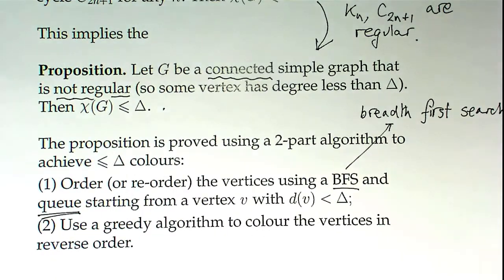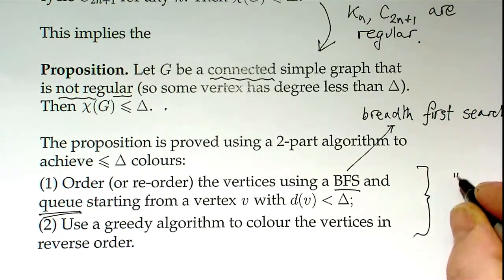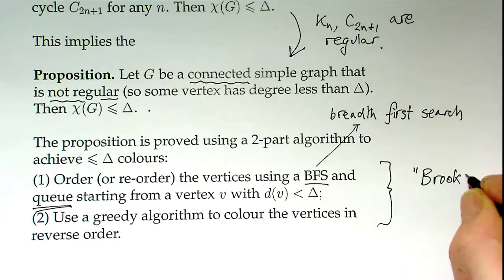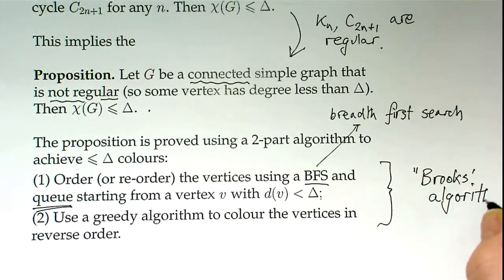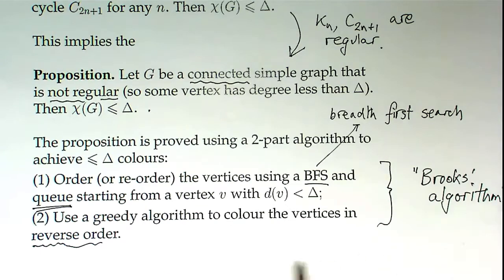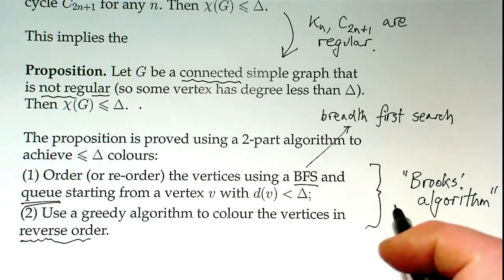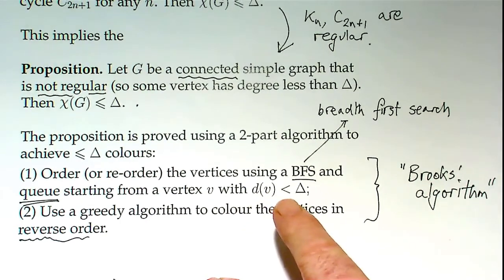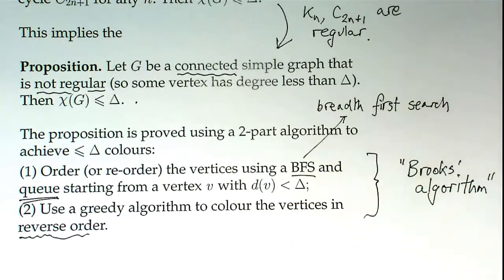Now this two-part algorithm is sometimes called Brooks's algorithm. I don't like doing that. I just prefer to call it the two-part algorithm, the two processes put together. The other key factor is that when you've ordered the vertices, you actually have to take the order backwards. That's important. I don't like calling it Brooks's algorithm because it doesn't prove Brooks's theorem. Brooks's theorem is much stronger. This is only proving the theorem under the stronger hypothesis that the graph is not regular. So it's a two-part algorithm. First of all, you order the vertices, you put them in a queue that gives them an order from the first to the last, and then you just colour them in reverse order.